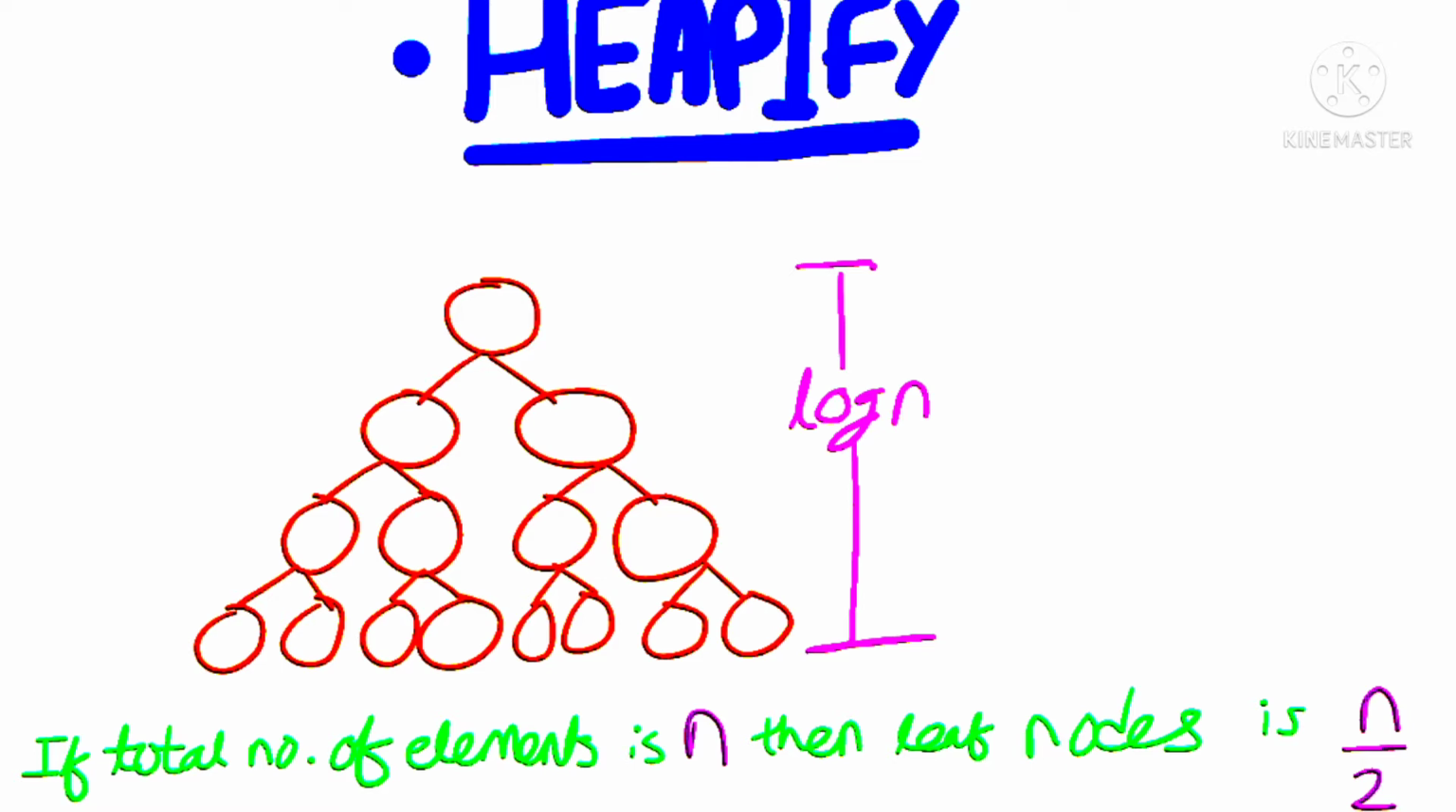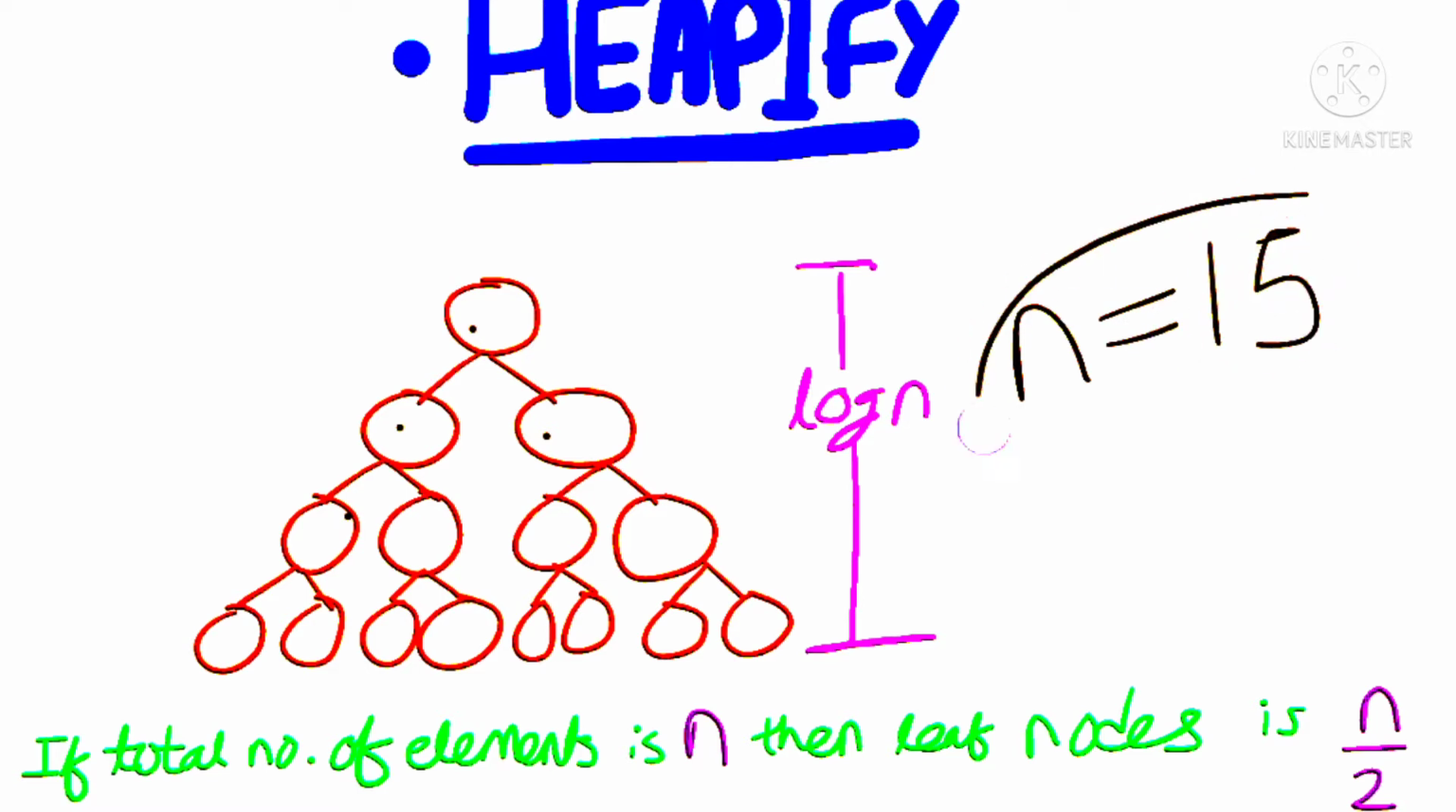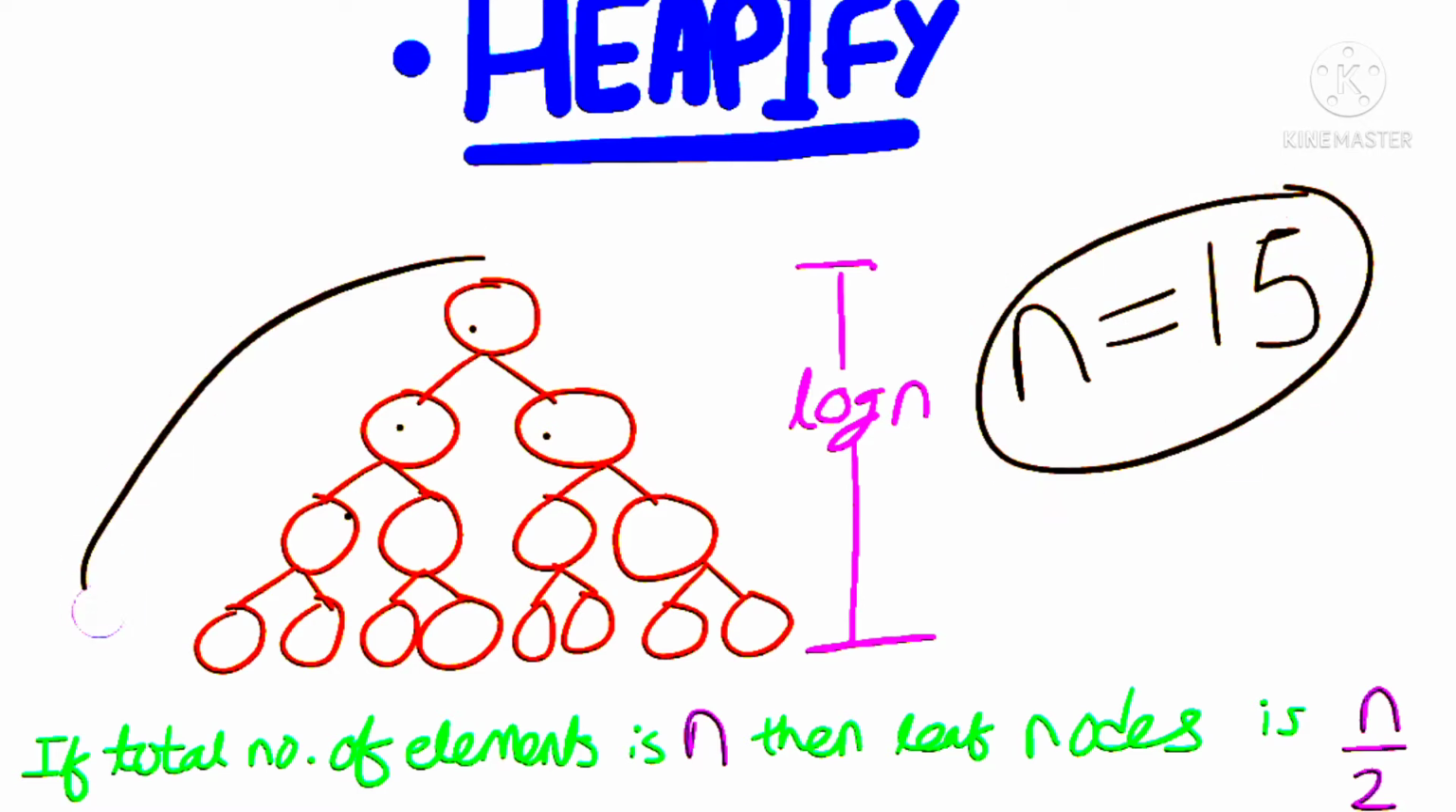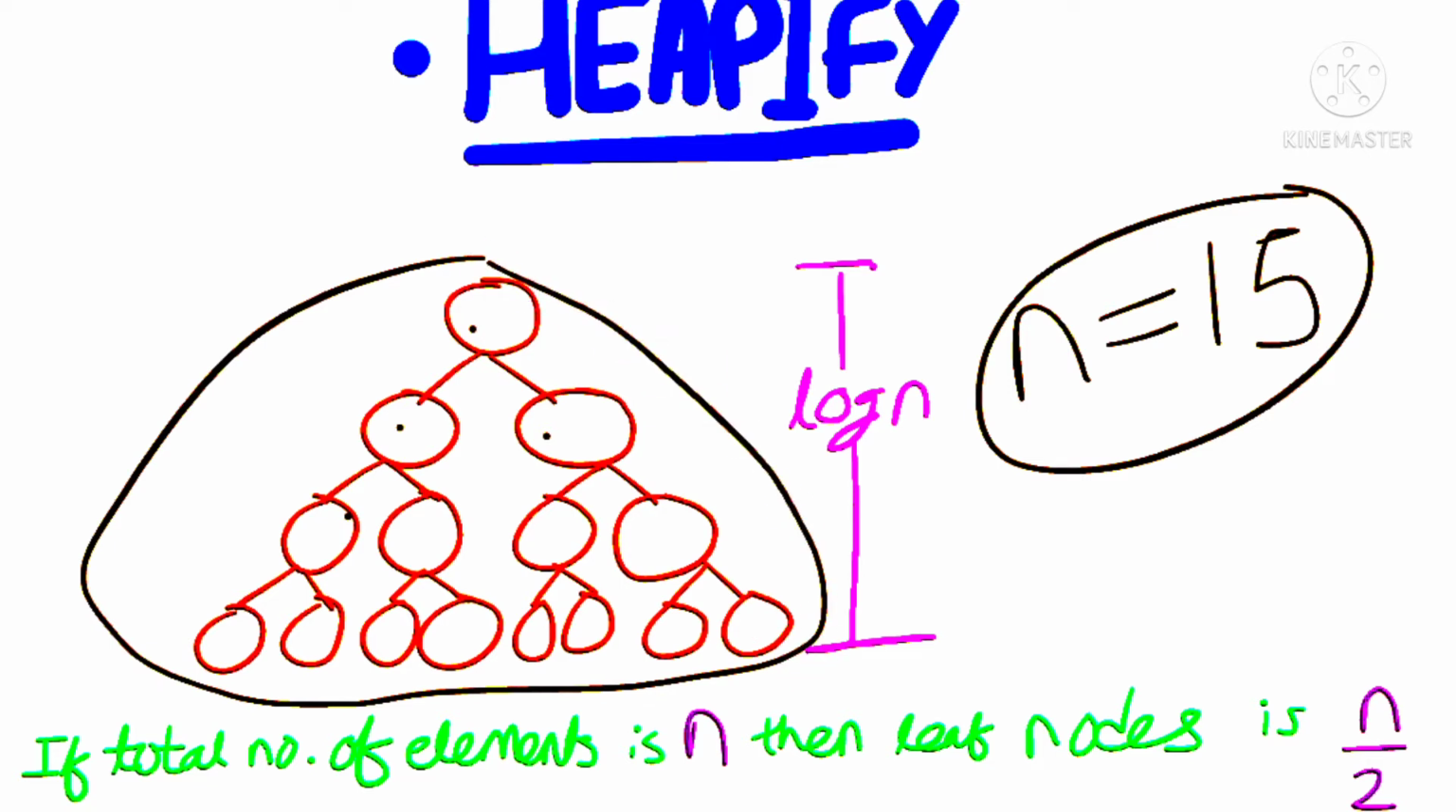You know the height of the binary tree is log n. We have discussed it earlier. And if the total number of elements in this binary tree is n, suppose here n is how much? 1, 2, 3, 4, 5, 6, 15 something. n is equal to 15. The total number of elements in this binary tree is 15.